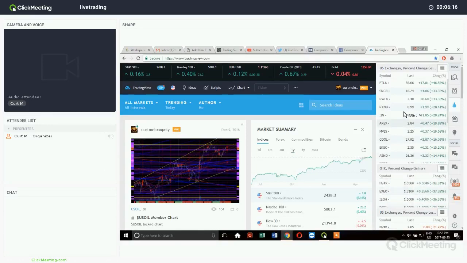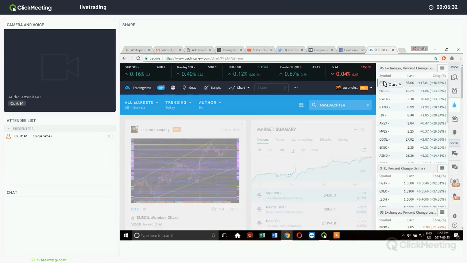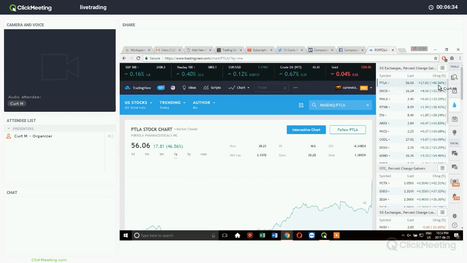And what I do for my day trading plan and for my swing trading is I start with my swing trading, and then I bring the time frames down to day trading. So here's an example. PTLA, it was up 46% on Friday. This is Sunday night, by the way.